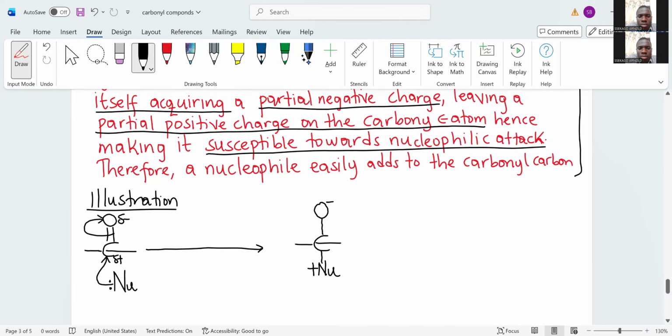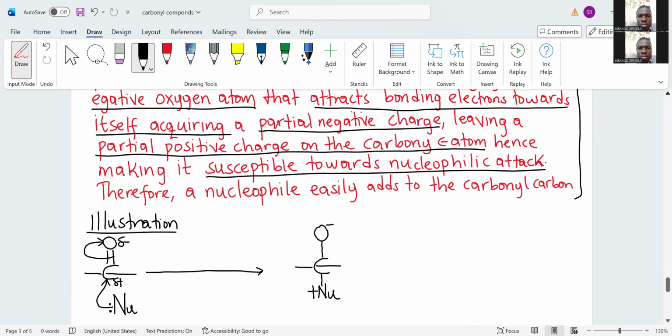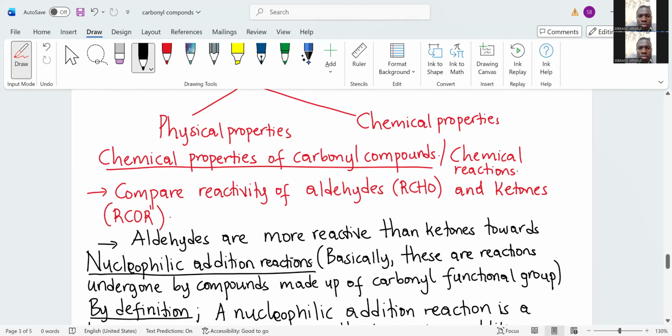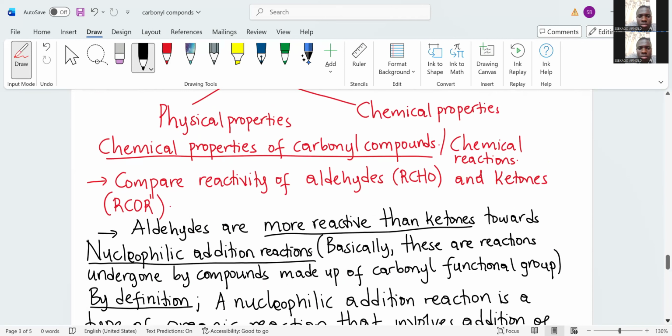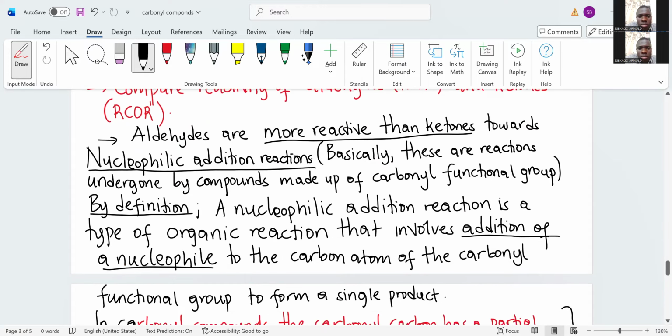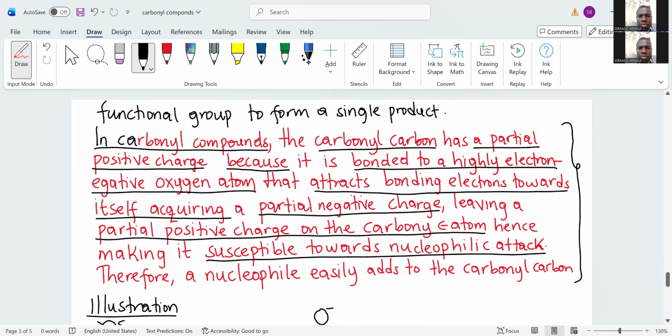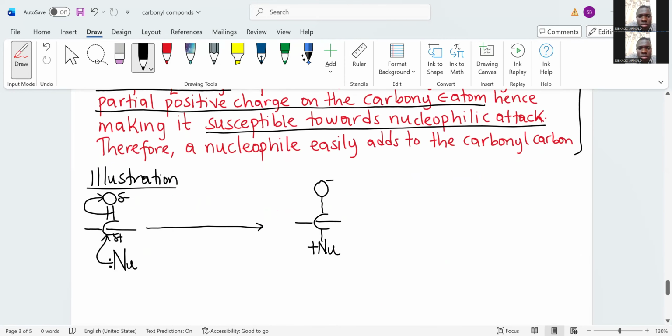So what have I been able to do in this session? I have been able to highlight, don't forget, that aldehydes are more reactive than ketones towards nucleophilic addition reactions. However, I haven't explained why aldehydes are more reactive than ketones. That's where we are heading to. I have defined a nucleophilic addition reaction. Then I have also explained why aldehydes and ketones undergo nucleophilic addition reactions. Then I have also illustrated what I mean by nucleophilic addition reaction.